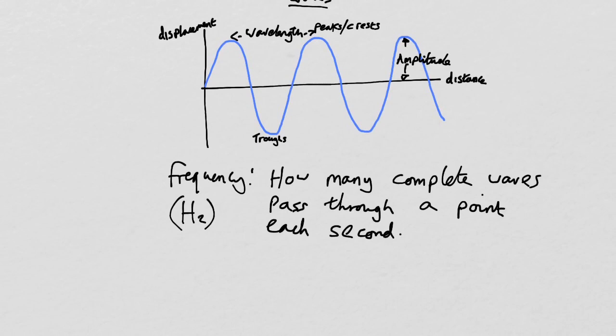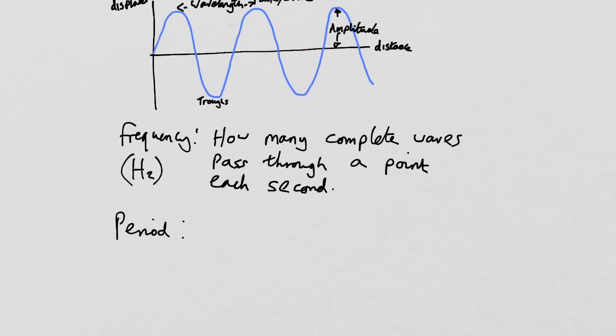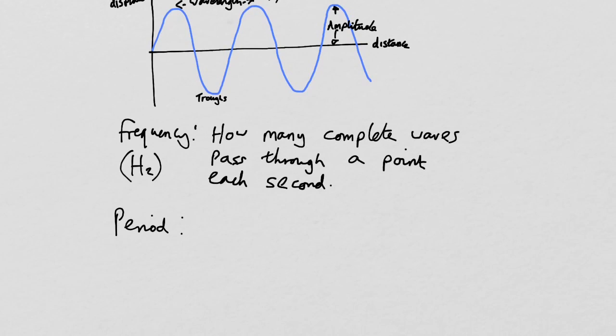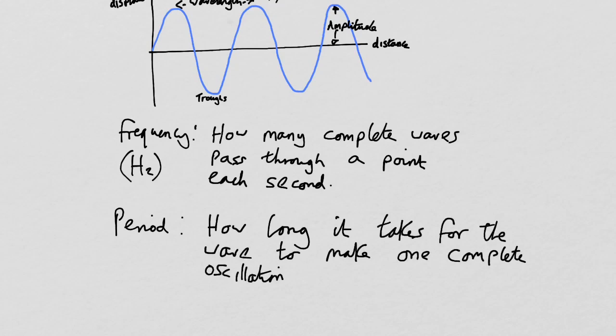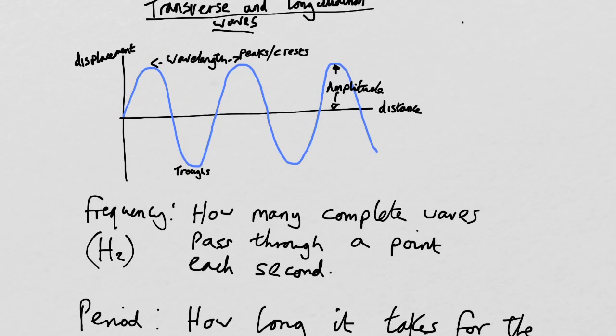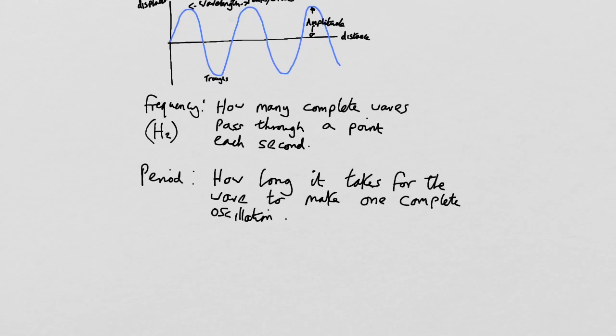We also need to talk about the period of the wave. So the period of the wave is just how long it takes to make one oscillation, or how long it takes for a whole wave to pass through a certain point. So how long it takes for the wave to make one complete oscillation. And remember, one oscillation is just one cycle of the wave. Okay, so one oscillation would be that. That's one oscillation. This is measured in seconds.